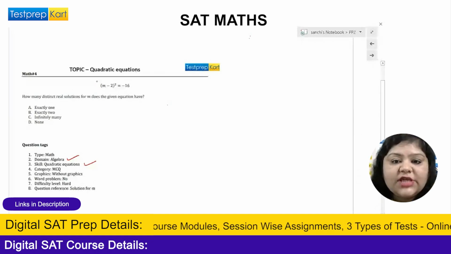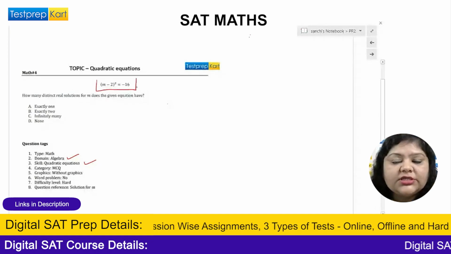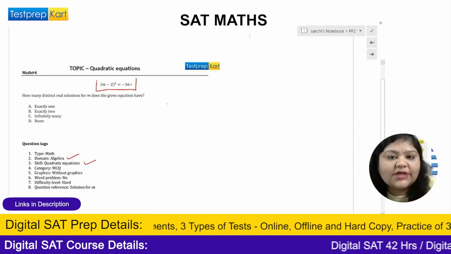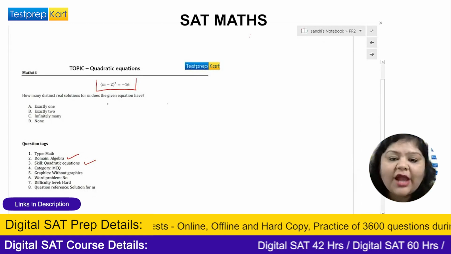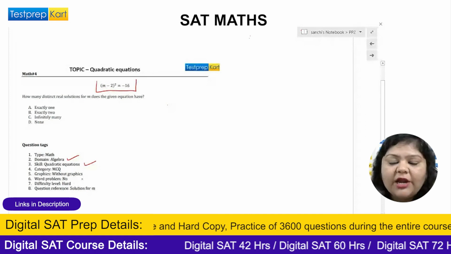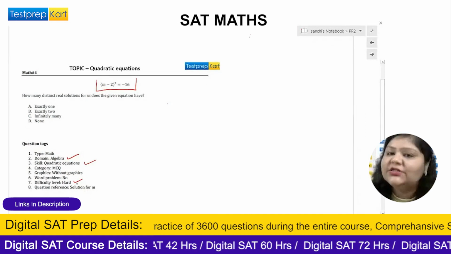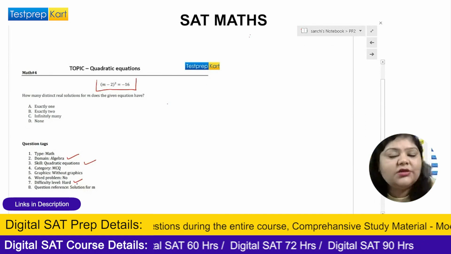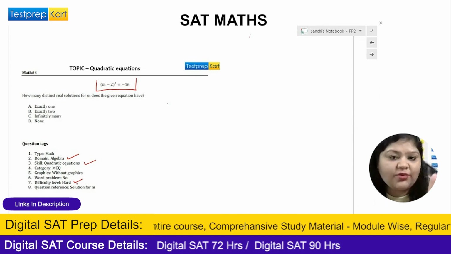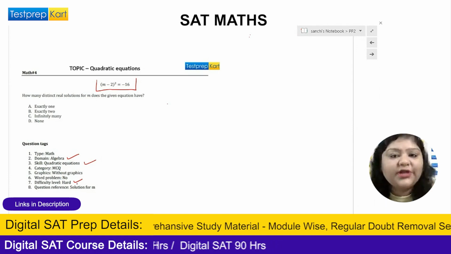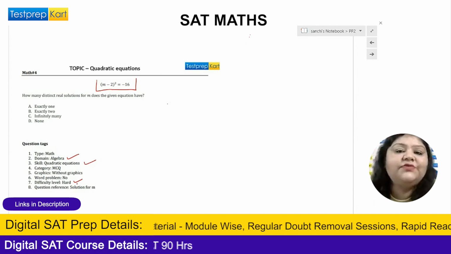Because see, just have a look at this equation. Is it a quadratic equation or not? Of course, that's a quadratic equation. The level is mentioned as hard, but do not worry, whenever it is mentioned as hard, definitely it's not a difficult question, it's a tricky question. So you have to apply some tricks here. So let's proceed with this question number 4.